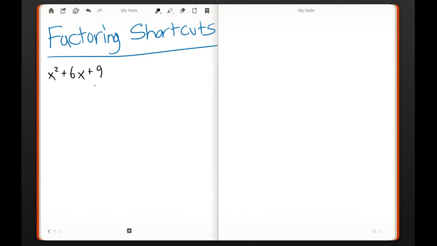X squared plus 6x plus 9. So here, because the coefficient of x squared is 1, all we have to do is find two numbers that multiply to 9 and add to 6. And those would be 3 and 3. So this will be x plus 3 times x plus 3. Now notice that since we have x plus 3 times itself, we can rewrite this as x plus 3 squared.